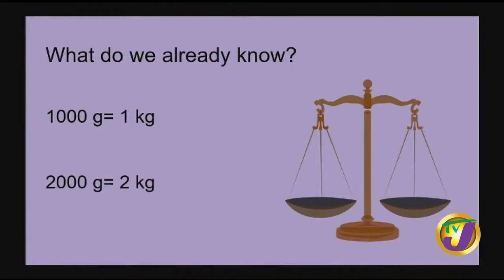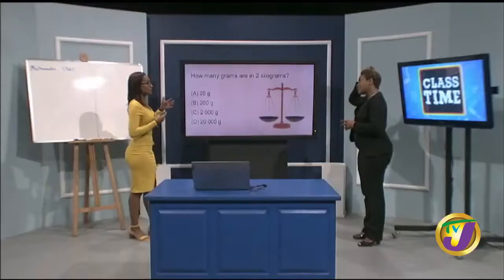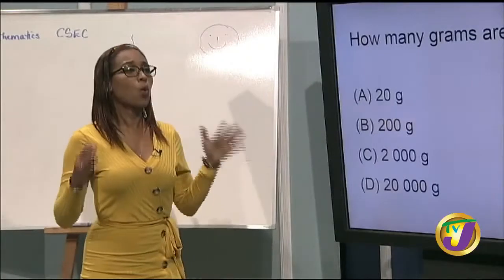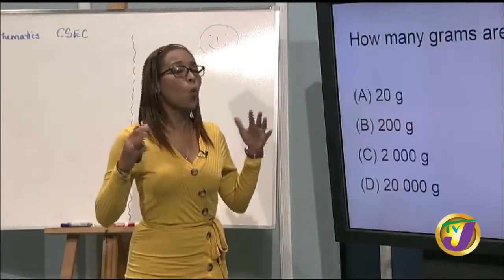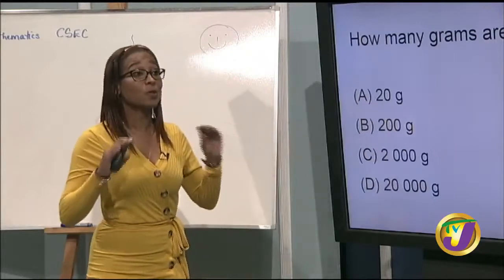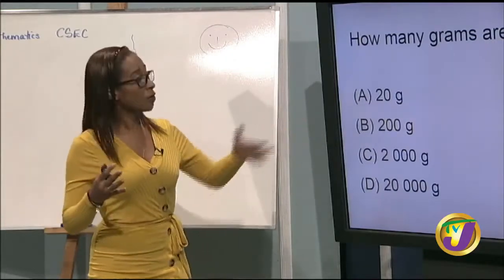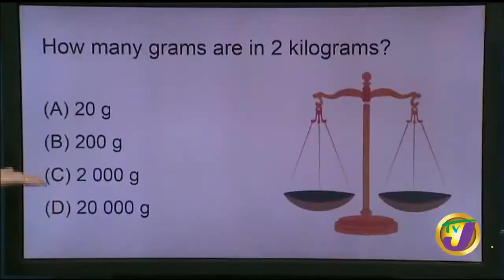Right. So this one was pretty simple. We just need to use standard information. Yes, so we already know that 1,000 grams would have been 1 kilogram. So we know that we're using that as our benchmark. Right. So in looking at this, we have 2 kilograms and we look at our answers here. It definitely would have been our C. So there are 2,000 grams.